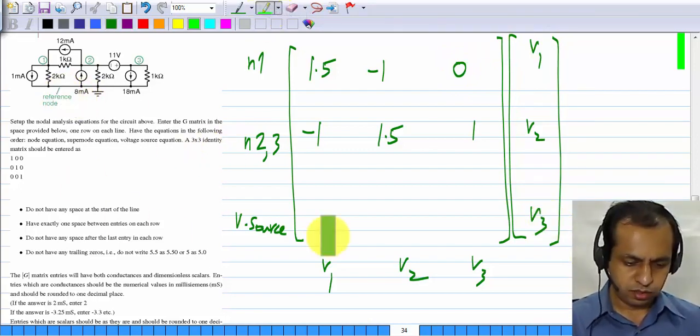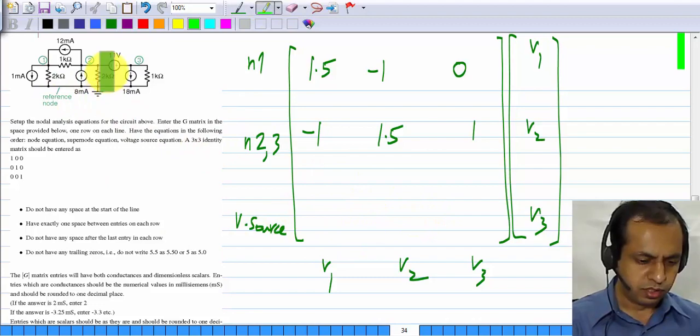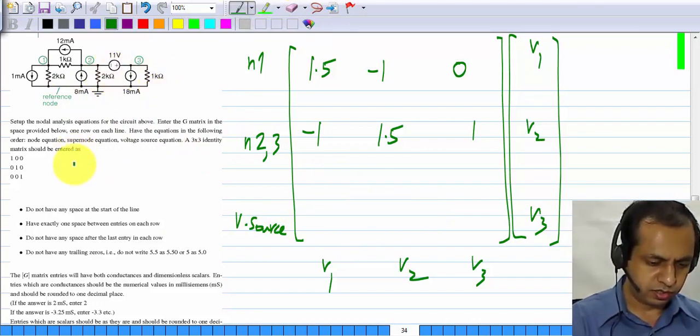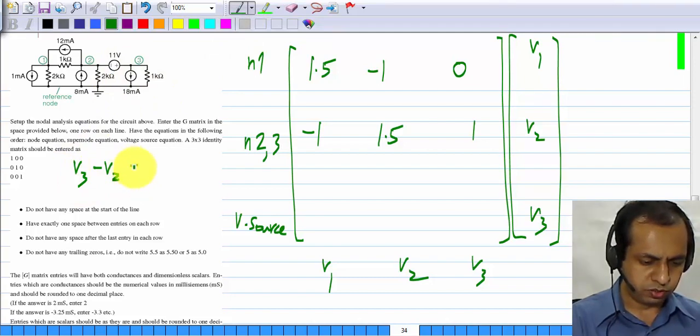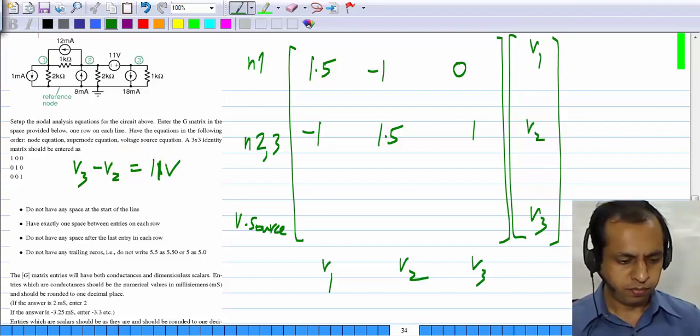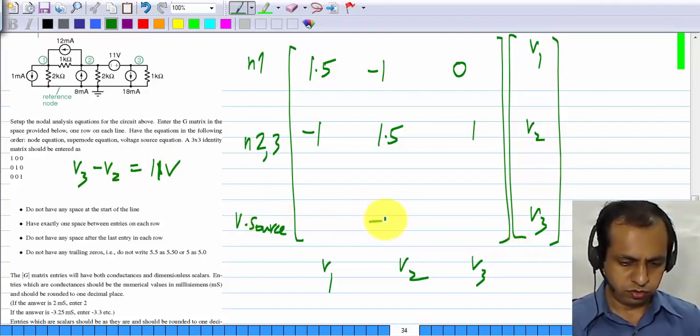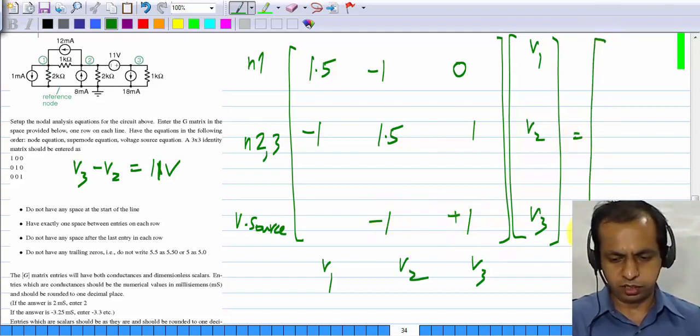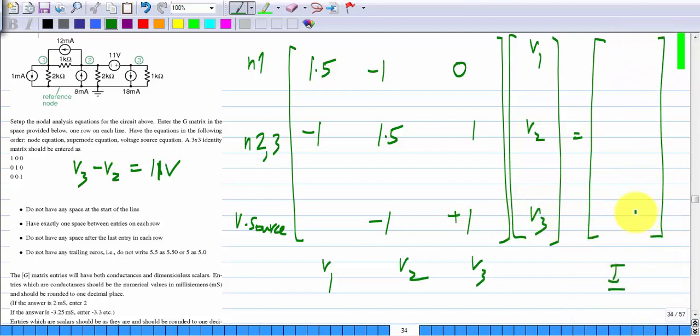And finally the voltage source equation, you can see that it is V3 minus V2 will be 11 volts. Okay. So that's the equation. So we have minus V2 plus V3, and here the current vector, I call it current source vector, but it has both currents and voltage sources. So the third entry will be 11 volts. It will be in volts.